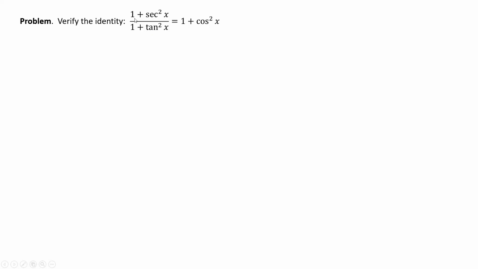So this becomes 1 over secant square x plus secant square x over secant square x. Secant square x over secant square x is just 1. 1 over secant square x is cosine square x. Yeah, done. Piece of cake. How did I do it?